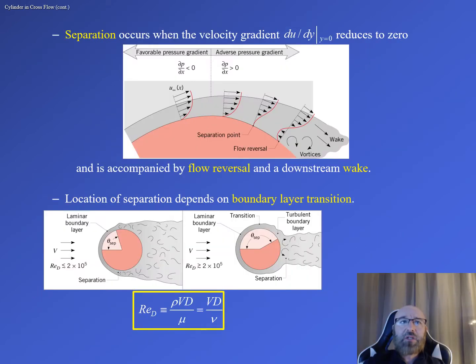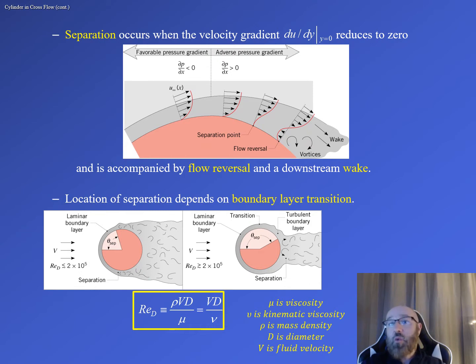Now I want to take a minute and talk about separation. When does separation occur? Well, separation is going to occur when our velocity gradient reduces to 0, where our velocity gradient is shown as a relationship of du/dy, which is evaluated when y is equal to 0. So our change in u with respect to y when y is equal to 0. And this is going to be accompanied by a flow reversal. We can come up to our diagram here and see this is where our flow reversal occurs, and a downstream wake. After this, we can see our downstream wake, and this is our separation point right here. Again, this occurs when our velocity gradient reduces to 0.